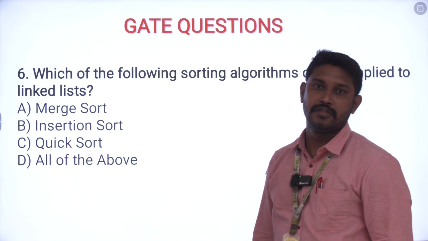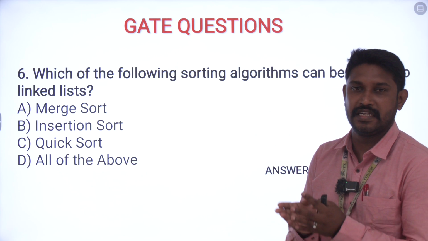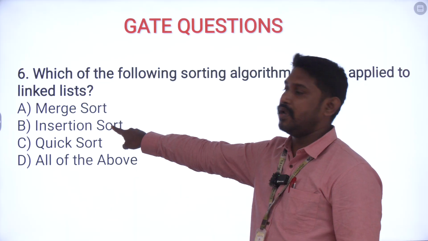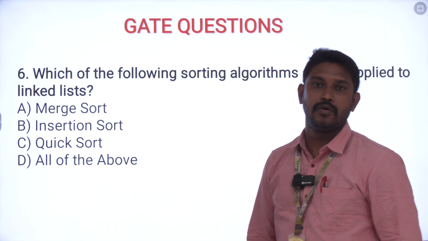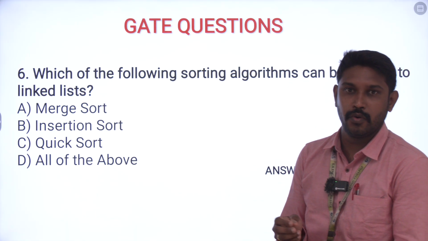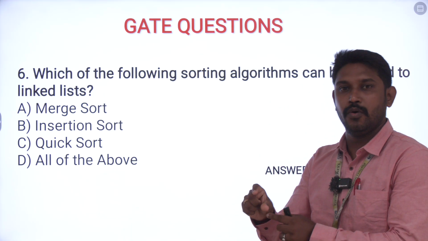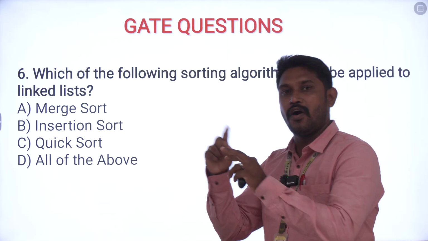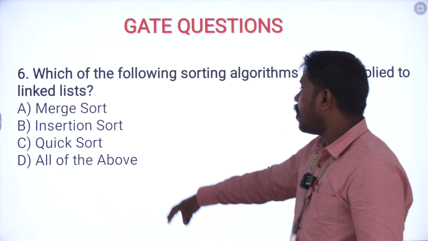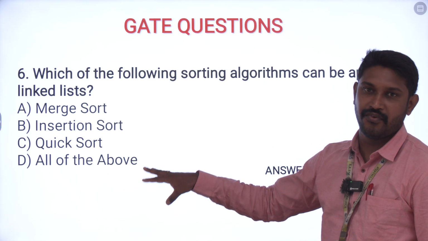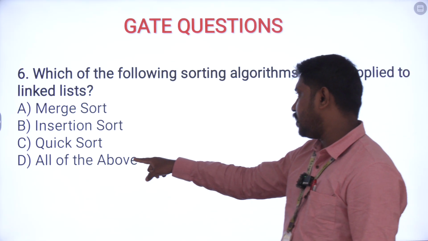Then insertion sort. In insertion sort you insert values and sort them. These are the main applications in a doubly linked list. Then quick sort. In quick sort, you identify a constant value, a pivot, and according to that value you sort, in the forward or backward direction. So I think all these three sorting algorithms are applications of the doubly linked list. So option D is correct.